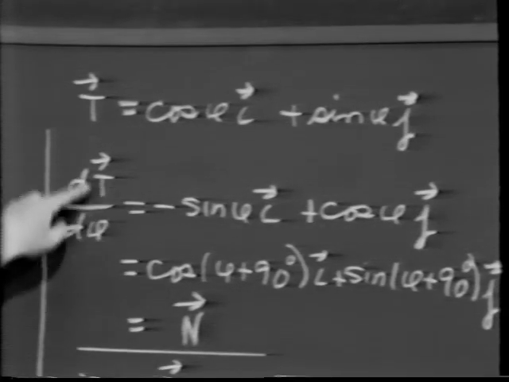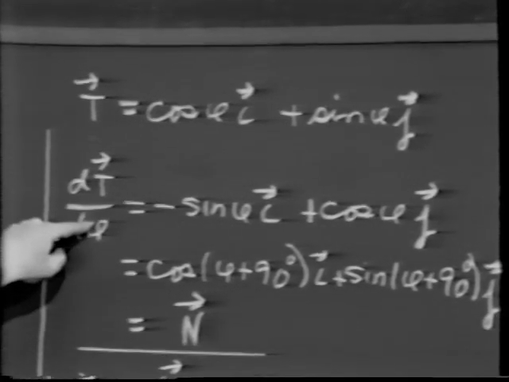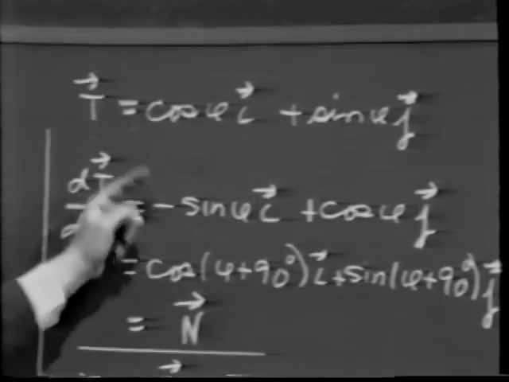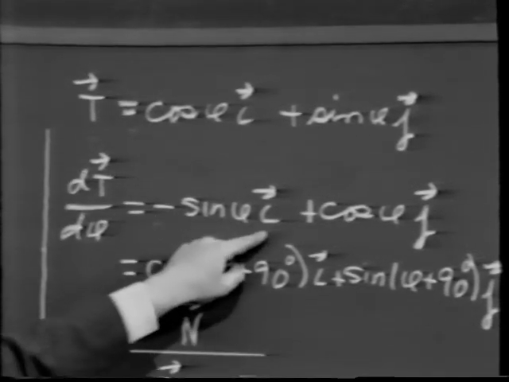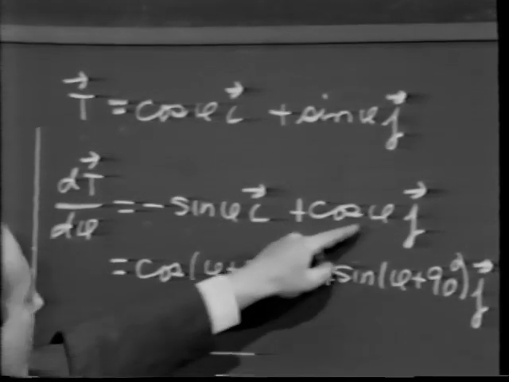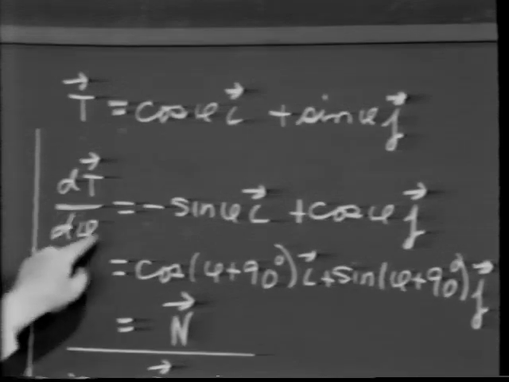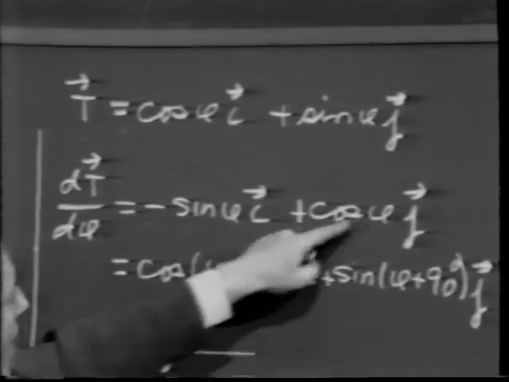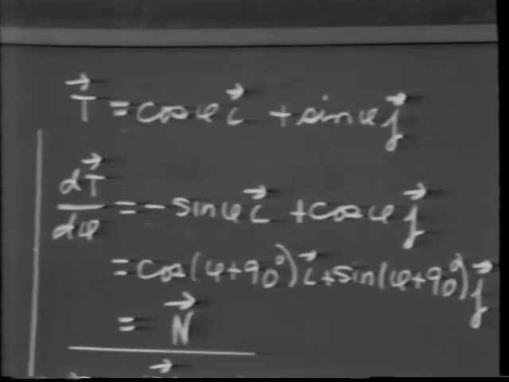Remember now, we're getting the mileage out of this basic definition of derivative. That hasn't changed since last time. We just differentiate term by term here. We get minus sine phi i plus cosine phi j. Right away, we observe that dT/dphi is still a unit vector. You see, its components are minus sine phi and cosine phi, so its magnitude is still 1.